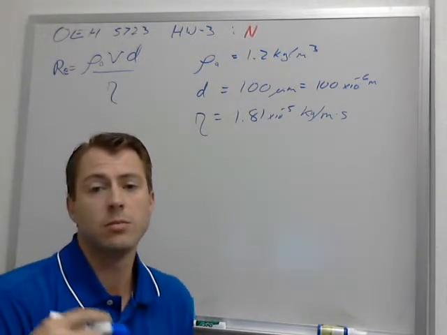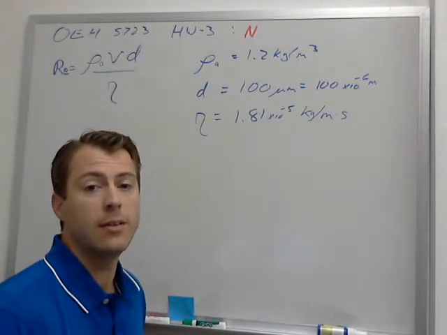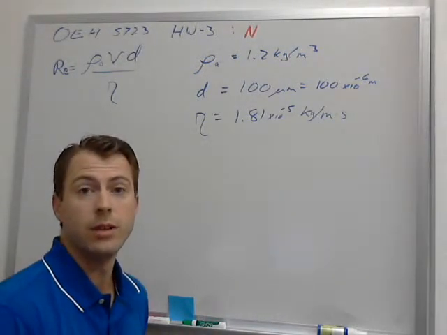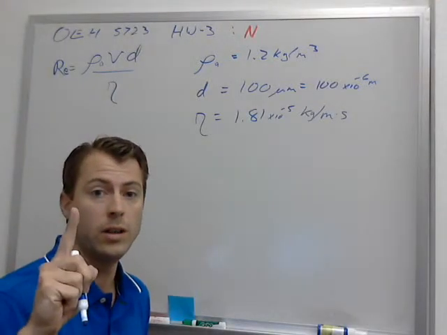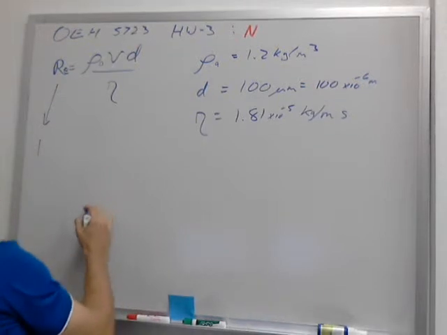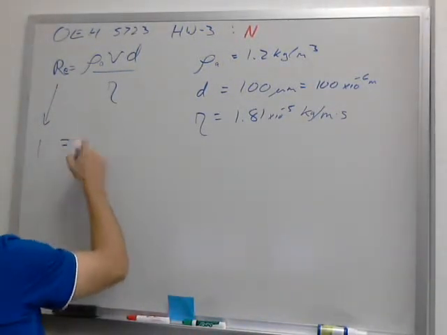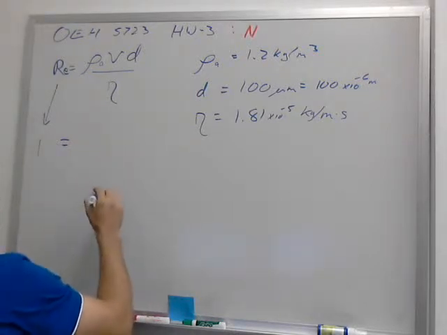The other thing is we're basically saying what's the confine here. The confine is that we have a maximum Reynolds number, and that maximum Reynolds number is 1. So Reynolds number is 1. Can you guys still see that? Yeah. Okay. And then we just plug in and make sure that our units cancel.